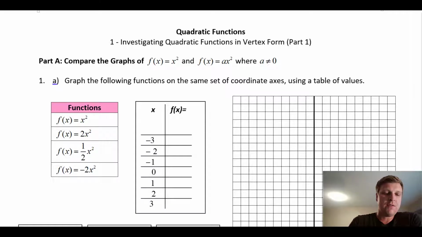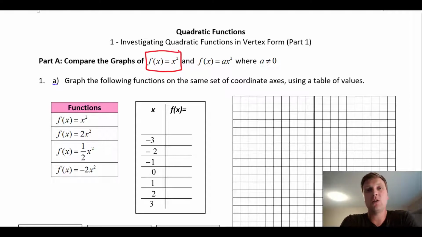A quadratic function, the basic quadratic function, has the form f of x equals x squared. Basically it's a polynomial function that has a degree of 2, which is to say that the highest value exponent in the expression is a 2. We're going to look at the different changes we can make to these parabolas and how that results. The first thing I want you to think about is what is the basic form of a parabola.